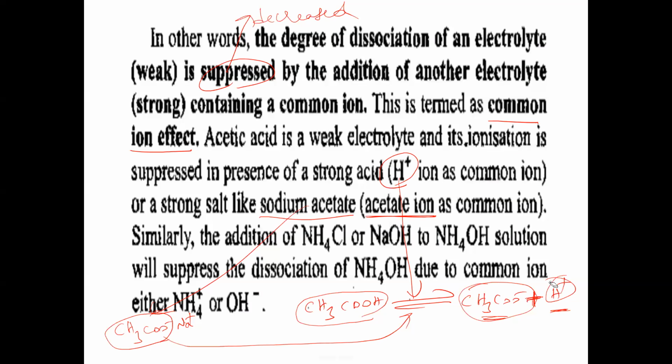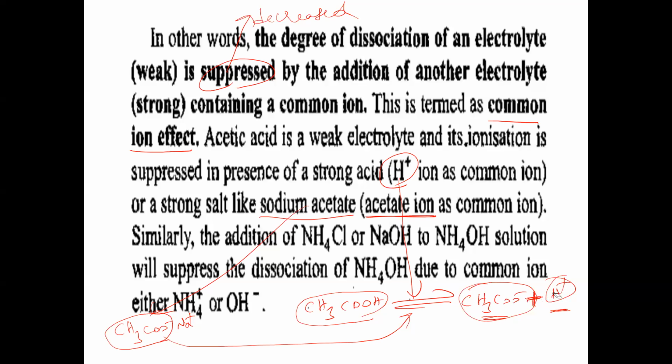One more thing we have to understand is that when we add H plus to this mixture, H plus is the common ion, and the acetate ion becomes the non-common ion, the ion which is not common. Suppose we add only acetate ion to this mixture, then acetate ion will be the common ion and the ion which is not in common is H plus. We don't add both together here. Generally we add either H plus or acetate ion.